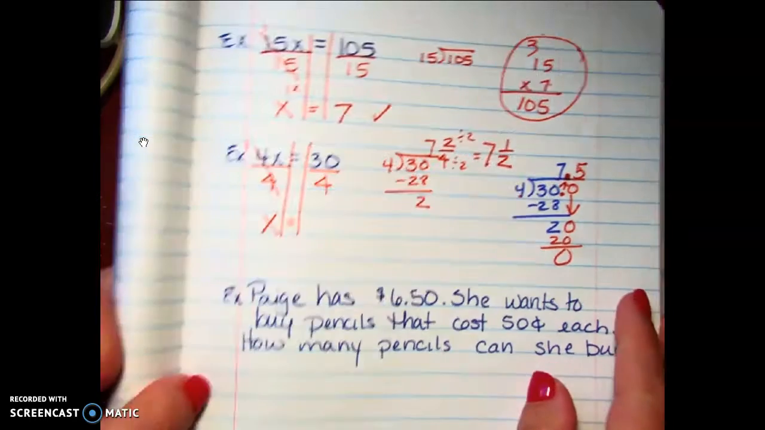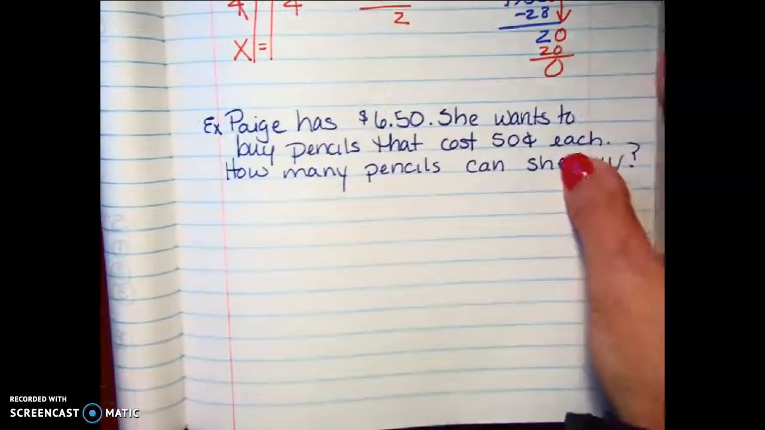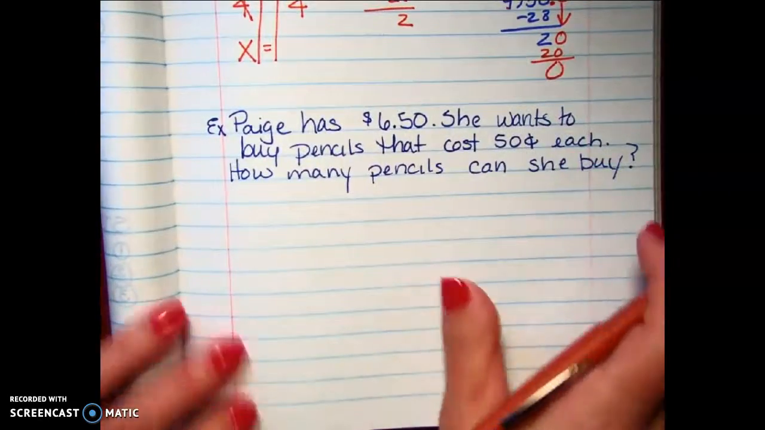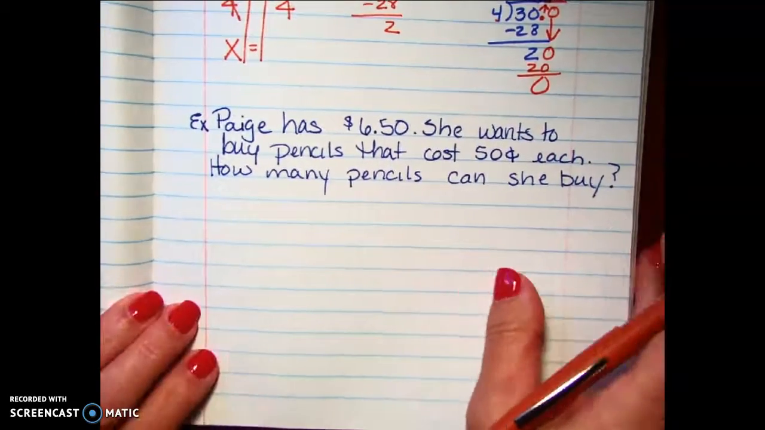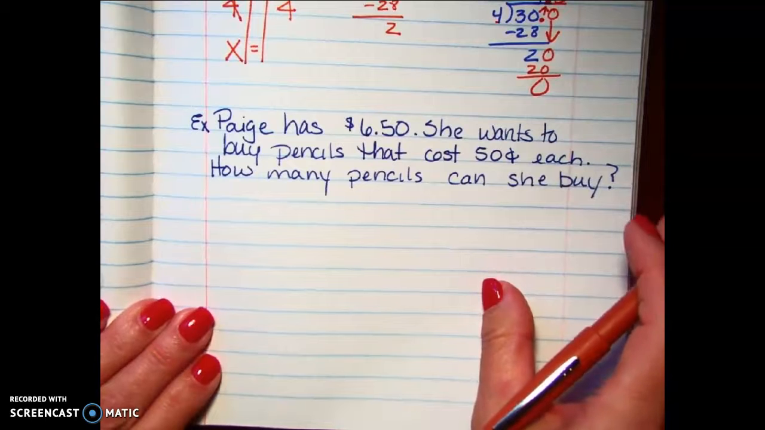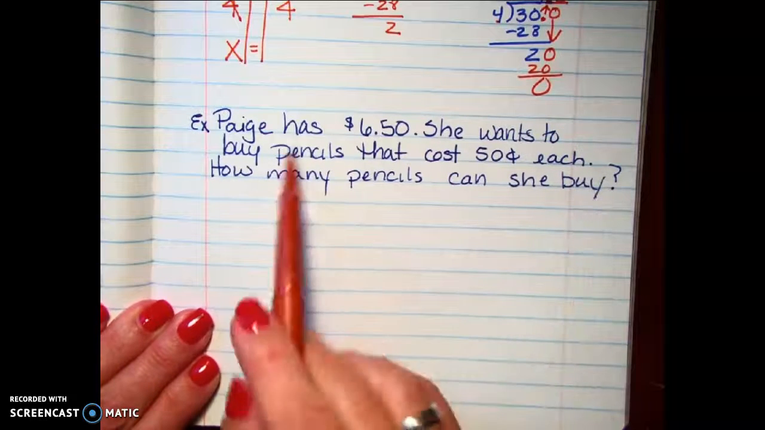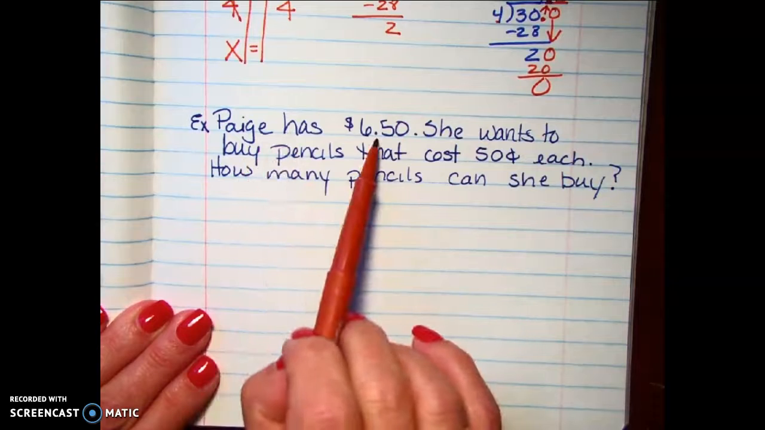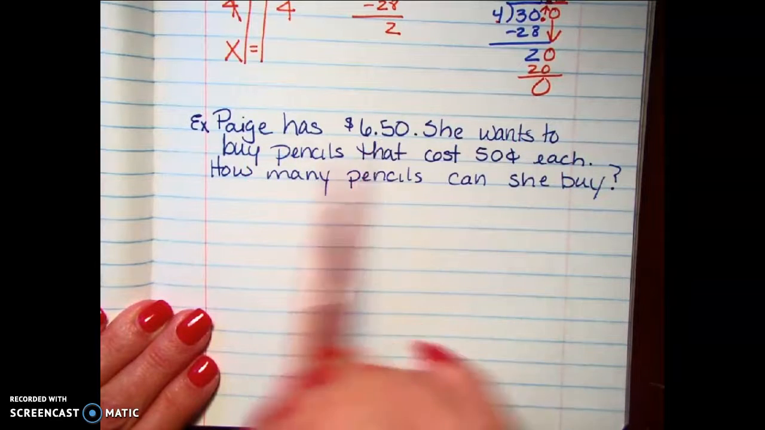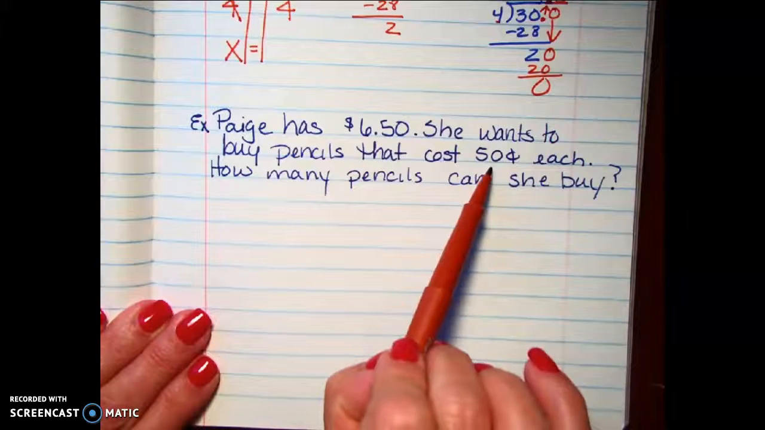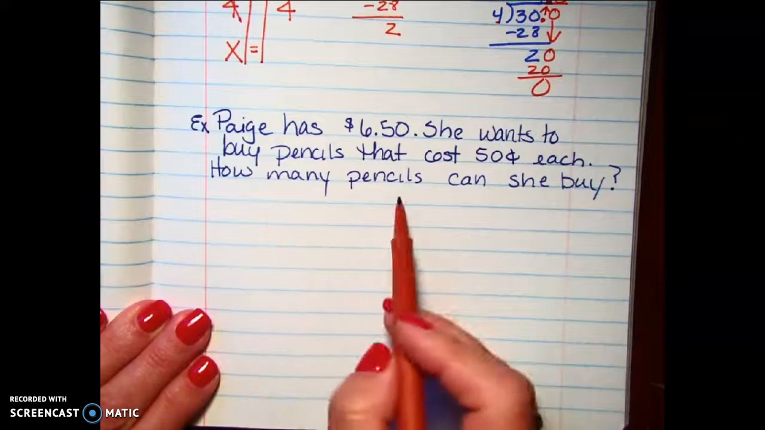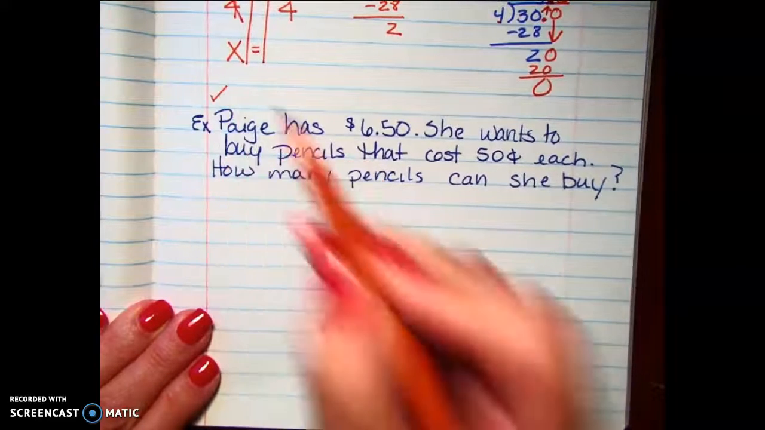Okay, so let's take a look at a word problem. Now, this word problem, you need to stop and write it down, but I will read it to you. Let's start by just making sure we understand the problem. Paige has $6.50. She wants to buy pencils that cost 50 cents each. How many pencils can she buy? Okay, so I read it.